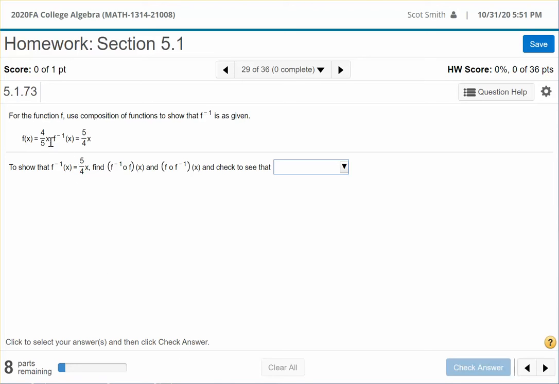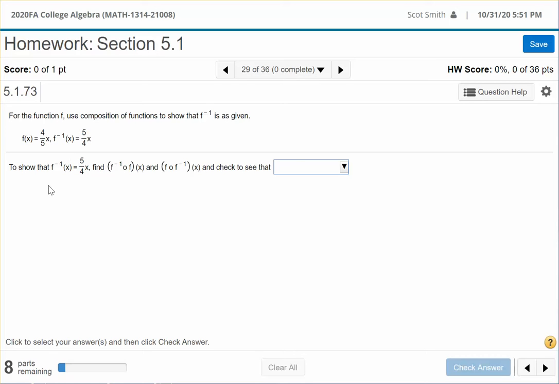So first of all, we have the function f of x equals 4/5 x, and we have f inverse of x equals 5/4 x. So basically what the f function does is it multiplies your input by 4/5, and the inverse function multiplies your input by 5/4. And so that's the thing we want to remember.